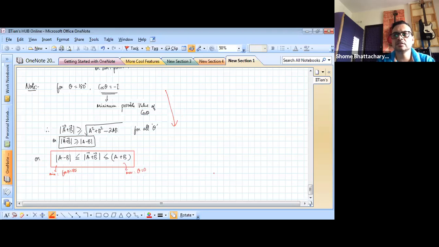Yeah, Itanshu, the reason for this is the range of values of cos theta. Why does this inequality exist? Because cos theta cannot be greater than 1 and cos theta cannot be less than minus 1. So that is the technical reason why this happens.